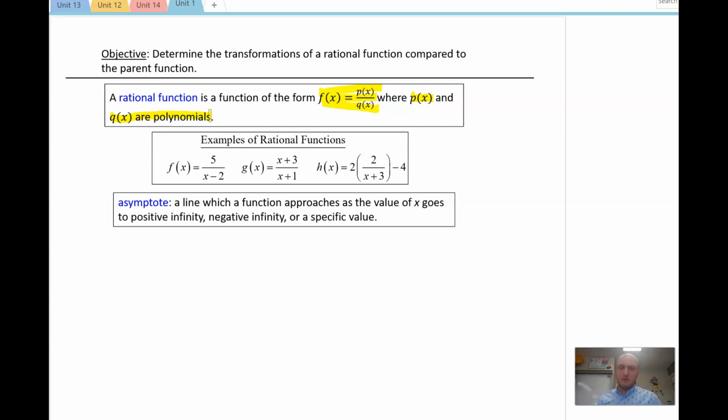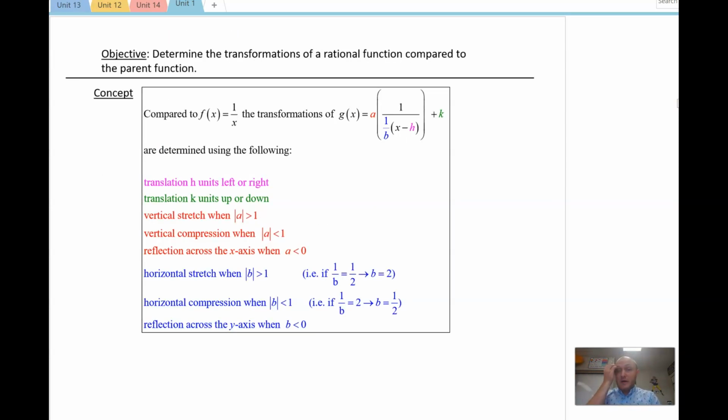Also, I want you to remember that an asymptote was defined here, and that is a line which the function gets really, really close to, but will never, ever touch. And remember, visually, it is defined as a dashed line. Okay, so let's check out the general form of a rational function.